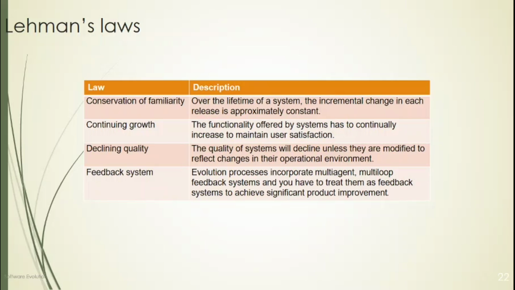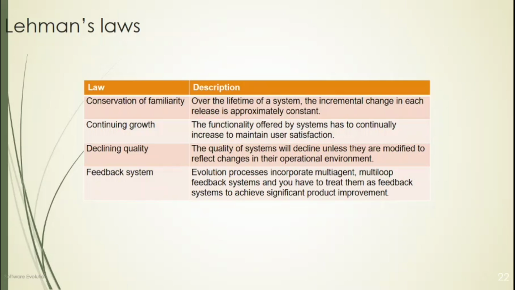The first 5 Lehman's laws were introduced first, and later, through further work, they identified another 2, that is continuing growth and declining quality. And the last, final law reflects the recent work on the feedback process. It's a feedback process; it's not much important in Lehman's laws.